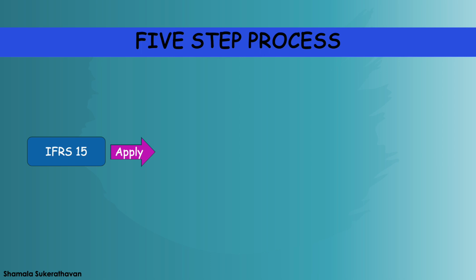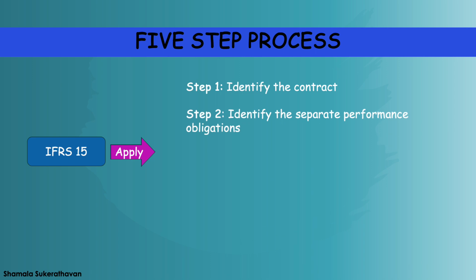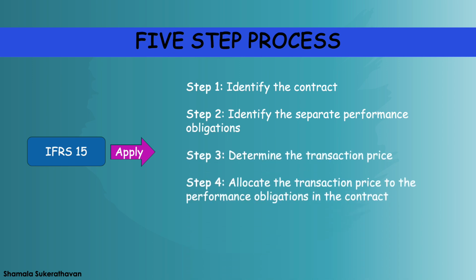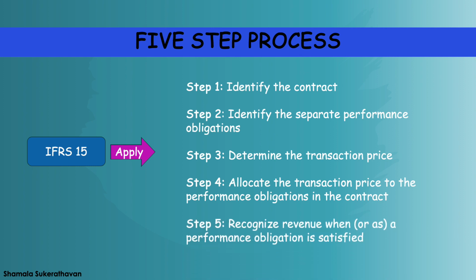IFRS 15 stipulates that an entity recognizes revenue by applying the following 5 steps. Step 1. Identify the contract. Step 2. Identify the separate performance obligations within the contract. Step 3. Determine the transaction price. Step 4. Allocate the transaction price to the performance obligations in the contract. And finally, Step 5. Recognize revenue when or as a performance obligation is satisfied.